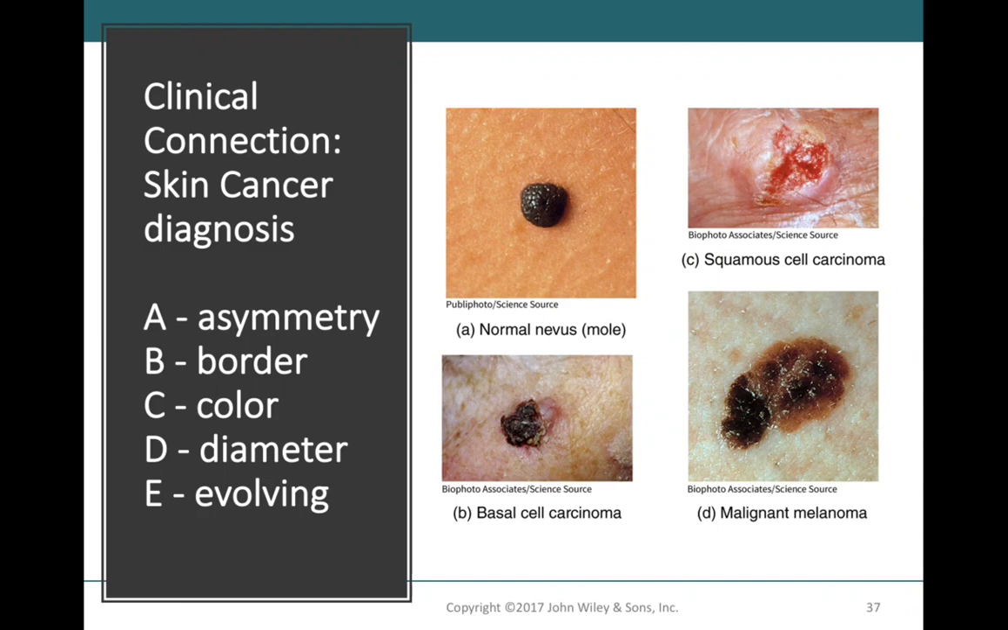Lastly, for cancer diagnosis is evolving. How often is this spot going to be changing? Is this going to be changing day to day, or is it going to be fairly the same over the course of a long period of time? So these are our ABCs for cancer diagnosis. I'd like you to know what each of these letters will stand for, which word is represented by each of these letters, and why we use these.